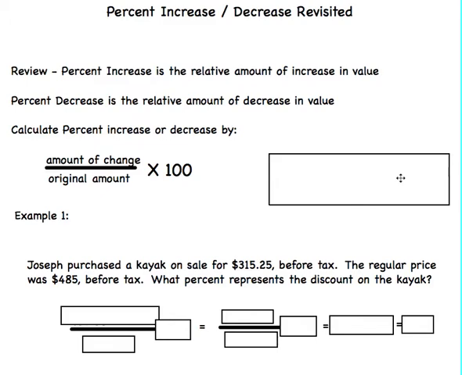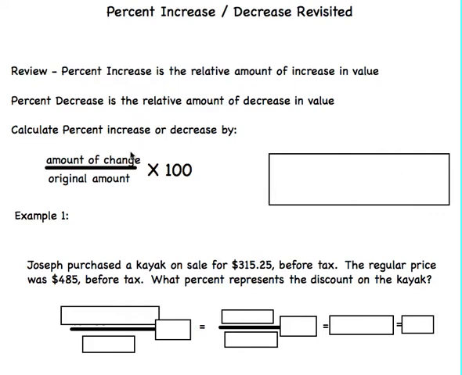We'll see example 1. Joseph purchased a kayak on sale for $315.25 before tax. The regular price was $485 before tax. What percent represents the discount on the kayak? Remember, discount is cutting the price down, so this is percent decrease.